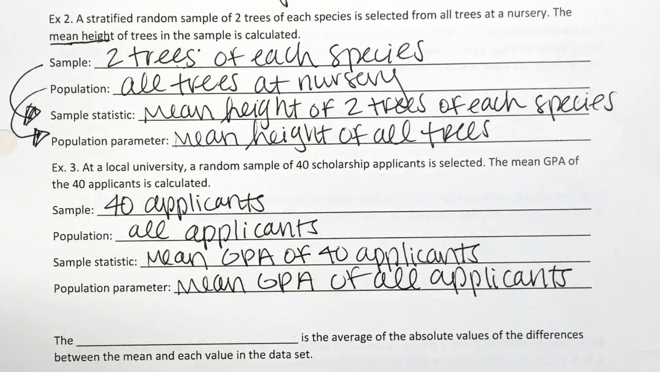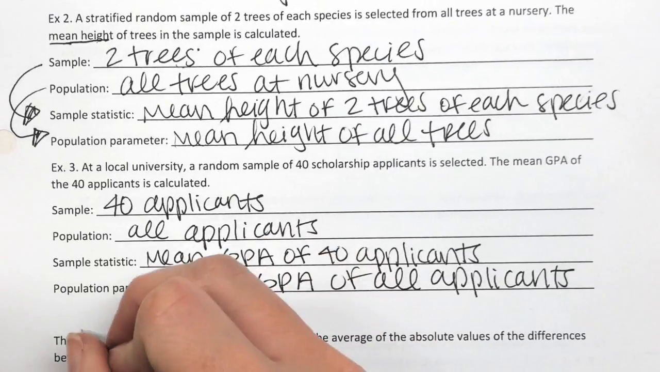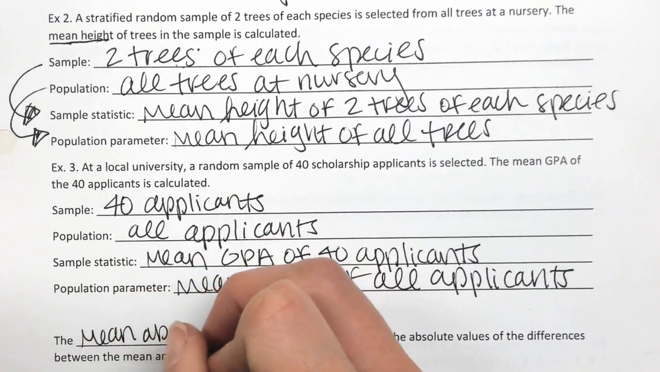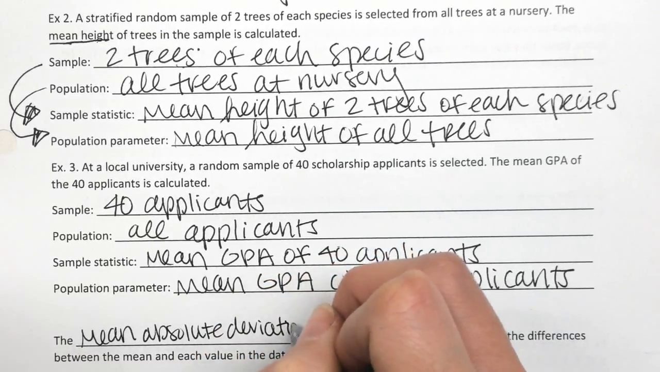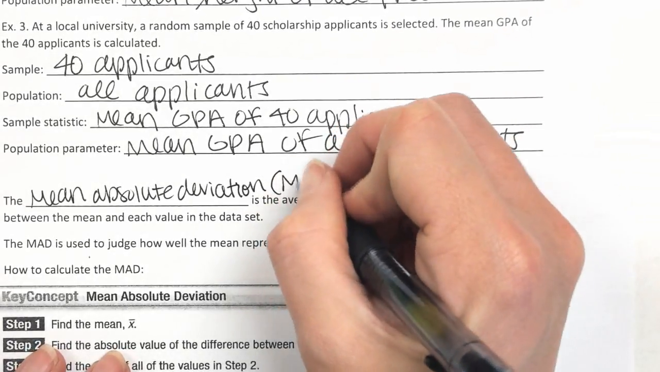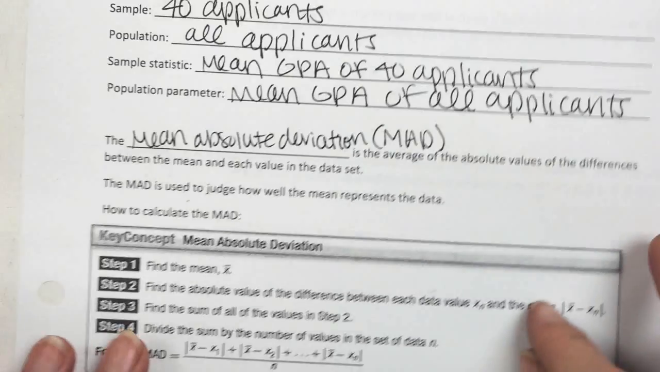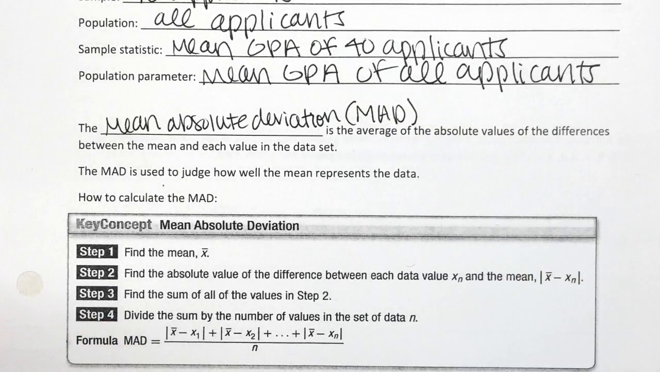Okay. The next thing we're going to talk about is the mean absolute deviation. You can abbreviate this MAD. And the reason we played the card game yesterday is so y'all could get used to finding the mean absolute deviation. Did y'all like that card game? Yes. We might play it later on this week.